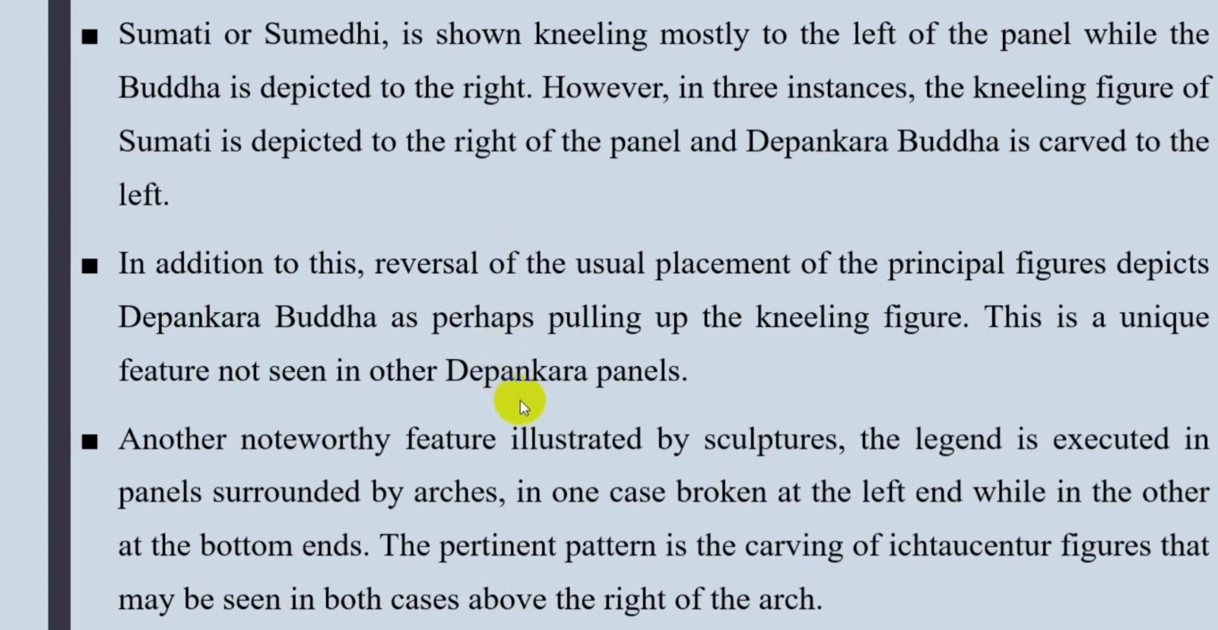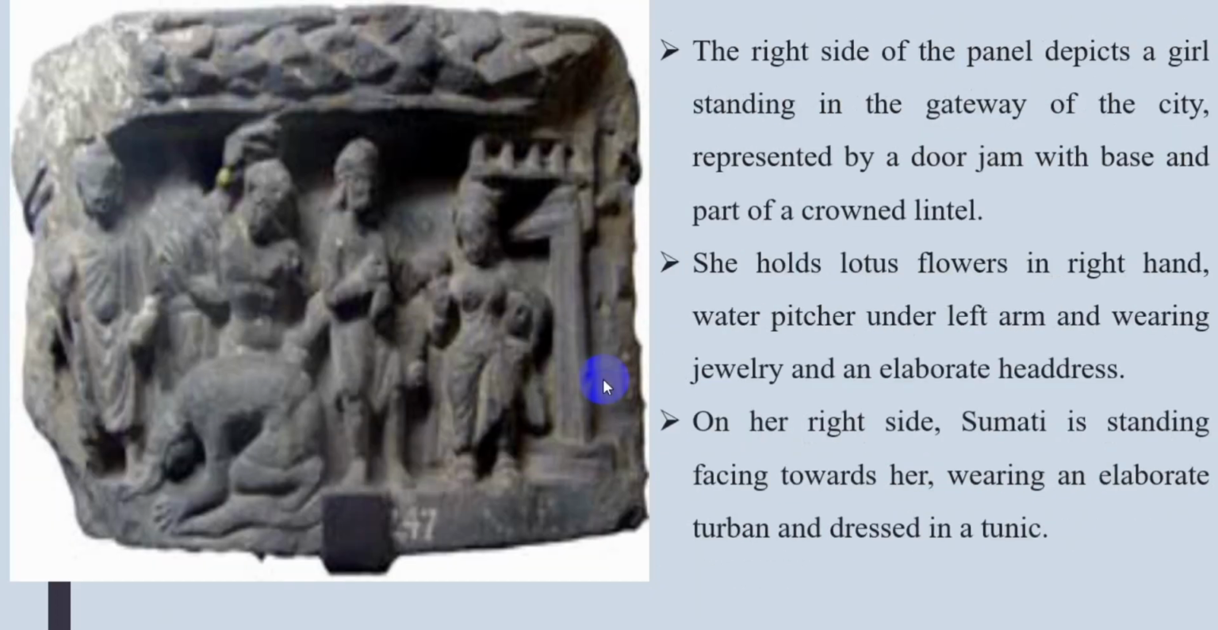Another noteworthy feature illustrated by the sculptures is that the legend is executed in panels surrounded by arches. In one case it is broken at the left end, while in the other at the bottom end. The pattern is the carving of Tauser centaur figures that may be seen in both cases above the right of the arch.